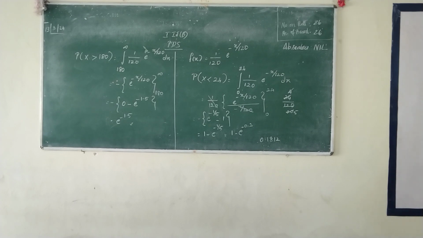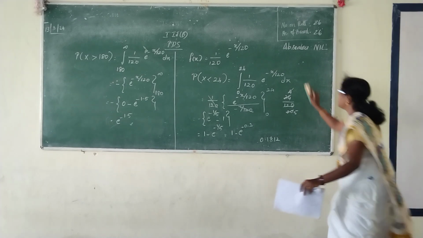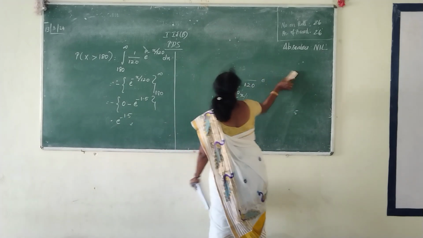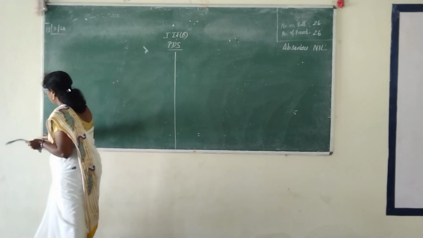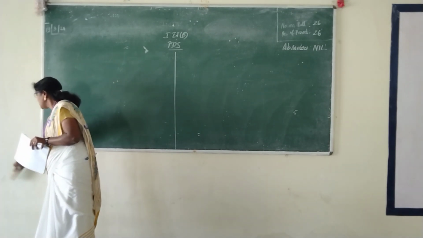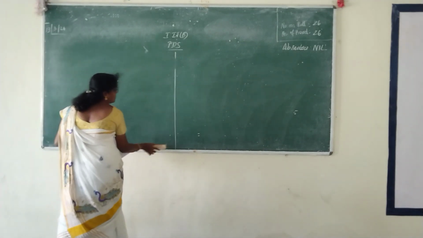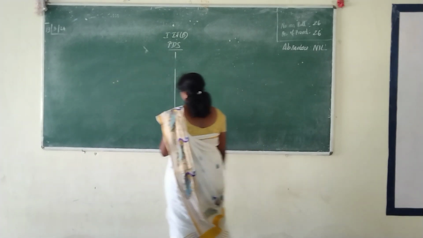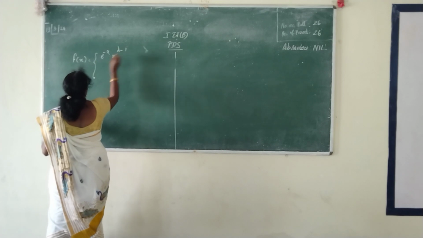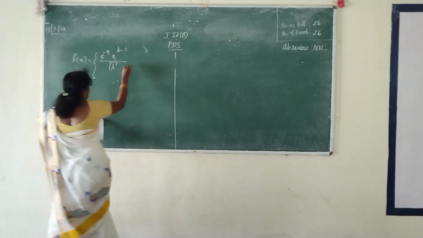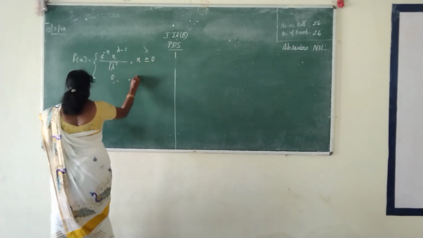A continuous random variable x is said to follow gamma distribution with parameter lambda greater than 0, if the PDF is given by f of x equal to e power minus x, x power lambda minus 1 divided by gamma lambda, for x greater than or equal to 0, otherwise 0.